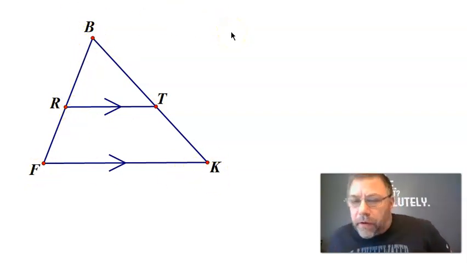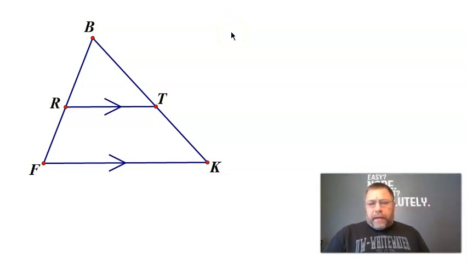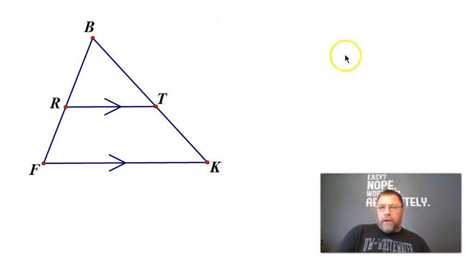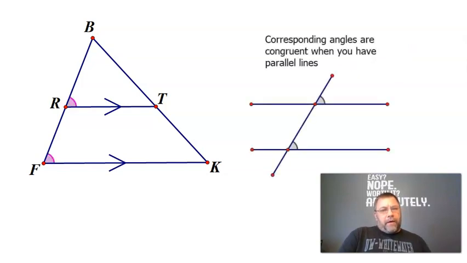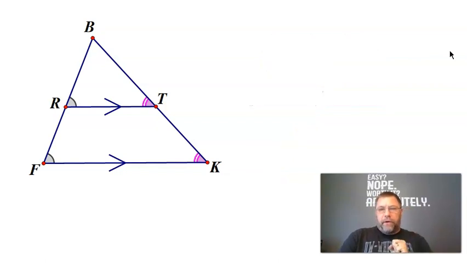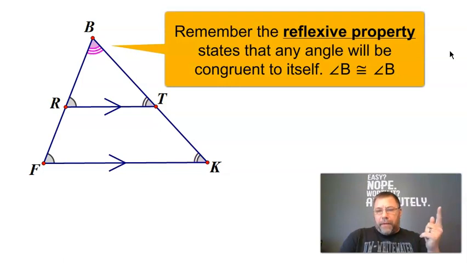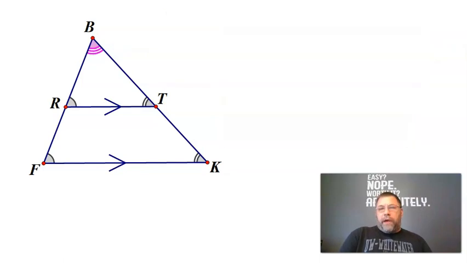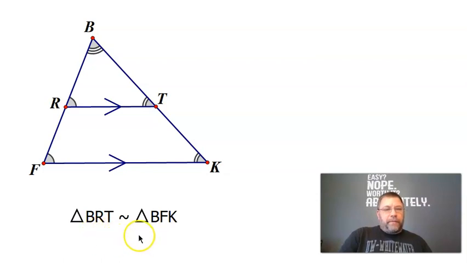Question first is, are they similar to each other? Now remember from last week, I said one way to check to see if triangles are similar is to check if the angles are congruent. Well, from what we've learned in the past, I know that angle R and angle F are congruent because those are corresponding angles. I know angle T and angle K are congruent because they're also corresponding angles. So we already have two pairs of angles congruent. Where's the third pair? Well, it's all the way at the top. We have angle B congruent to angle B. That's reflexive property. So we do have similar triangles, so I'm going to give you a similarity statement here. We have triangle BRT is similar to triangle BFK. Bottom line, there you go.